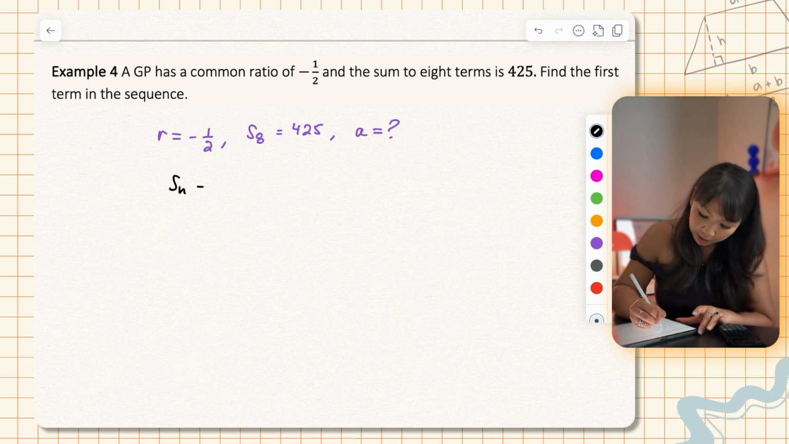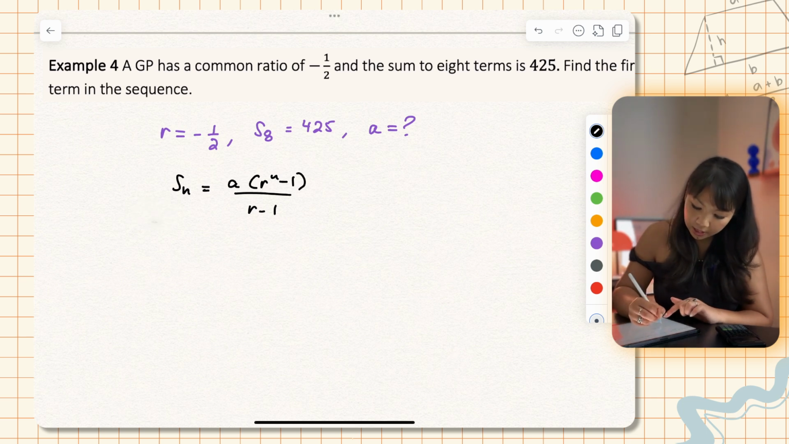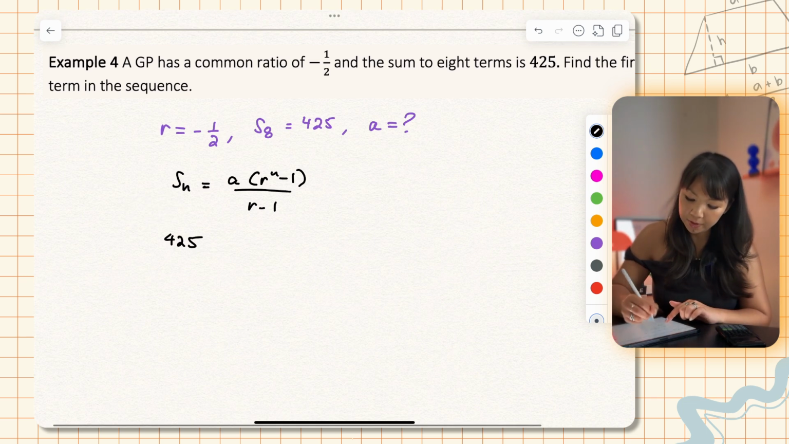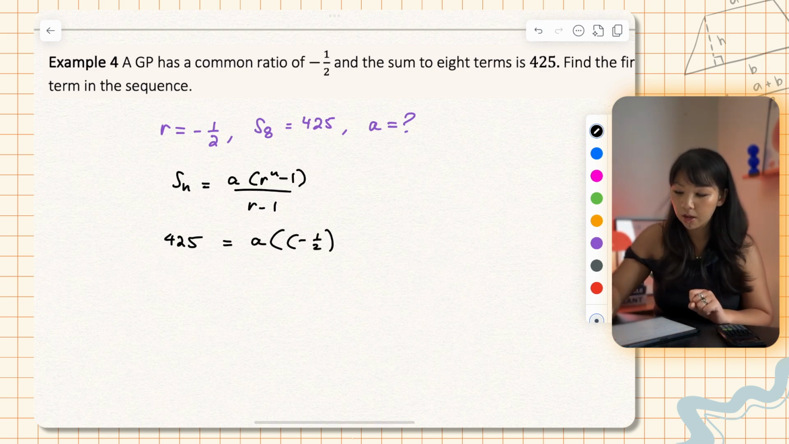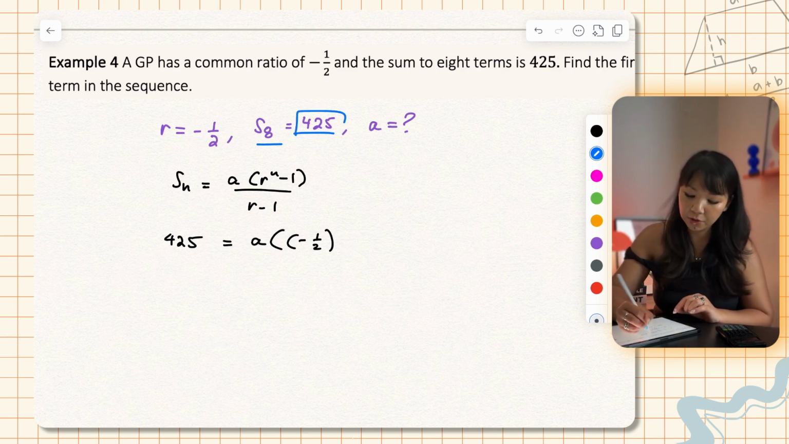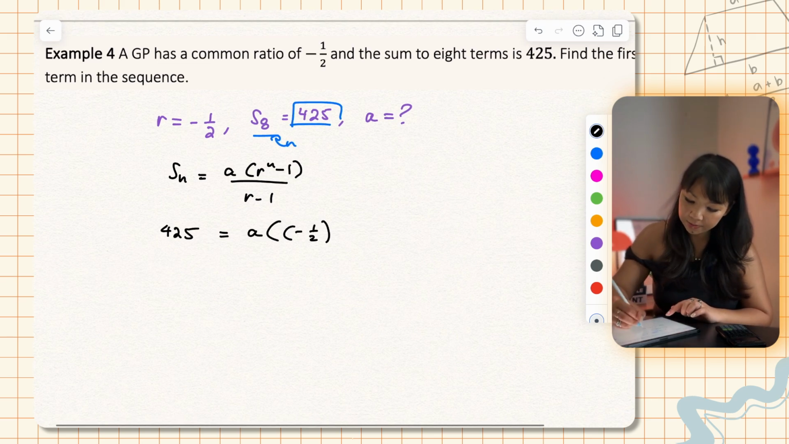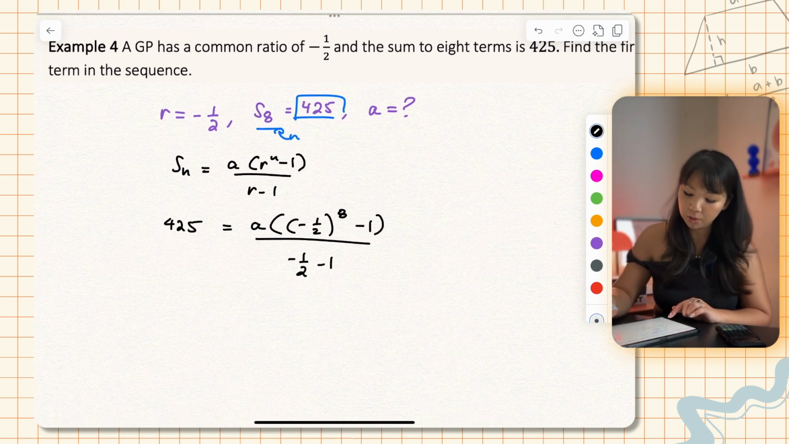Okay, so if I plug it in, let's just write down the formula first. All right, now let's plug in what we know. Sn, the sum itself, is 425. A is what we're looking for. Our ratio is -1/2. Now what's the value of N? It says over here that when you summed 8 terms, you get 425. So that means our N is 8. Minus 1 over R, which is -1/2 minus 1.